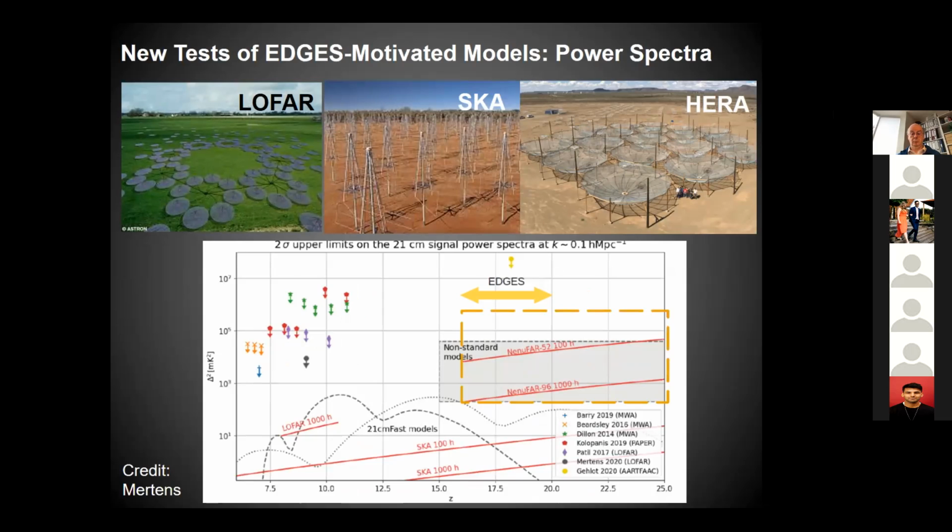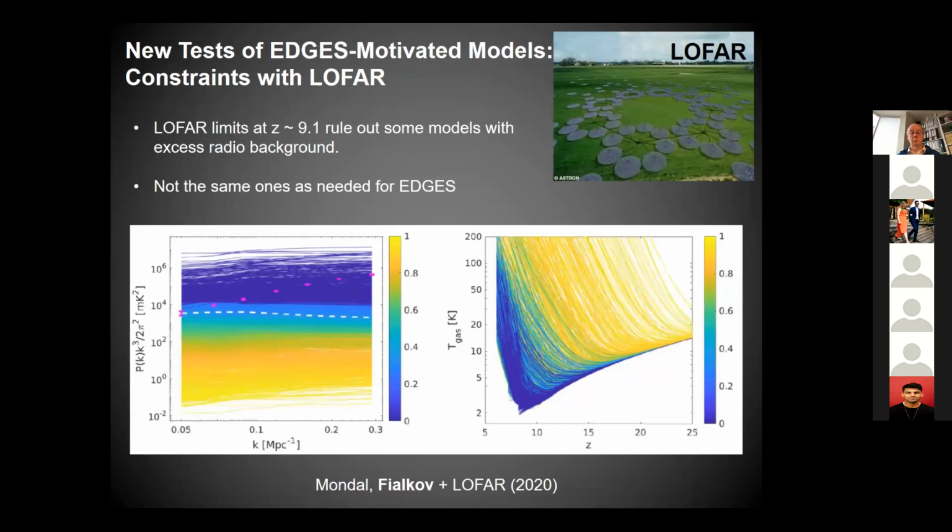And just to summarize, we looked at some radio models and the recent LOFAR upper limits, and actually these models can be already ruled out. Part of it can be ruled out with LOFAR at redshift 9.1, and also with MWA. We haven't done it yet, but it's in the pipeline. These are not the same models that would create strong signals for EDGES, because these models need to peak at redshift 9, whereas the EDGES signature has to be strong at redshift 17.